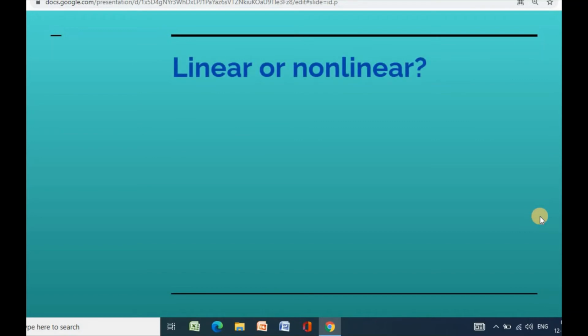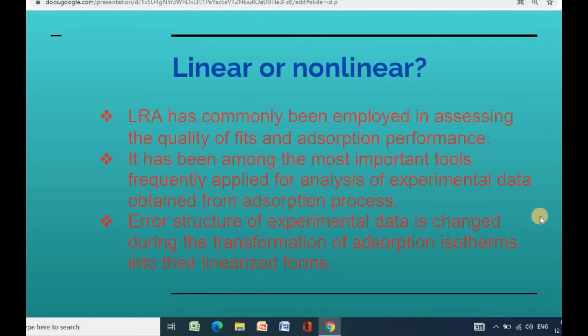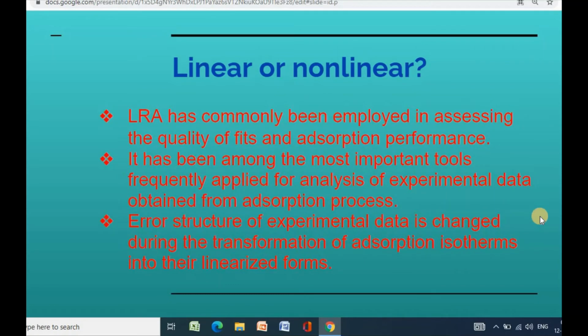Linear or nonlinear regression analysis. Well, linear regression analysis has been commonly used in assessing the quality of fits and adsorption performance, and it has been the most important tool for experimental data obtained in adsorption process. However, the error structure of experimental data is changed during the transformation of adsorption isotherms into their linearized forms.